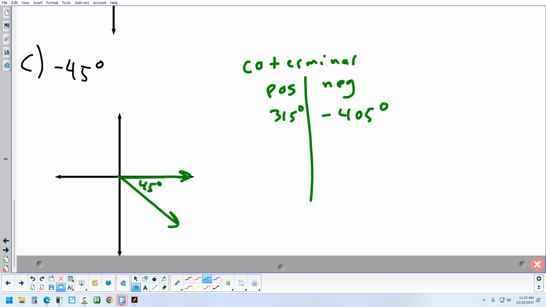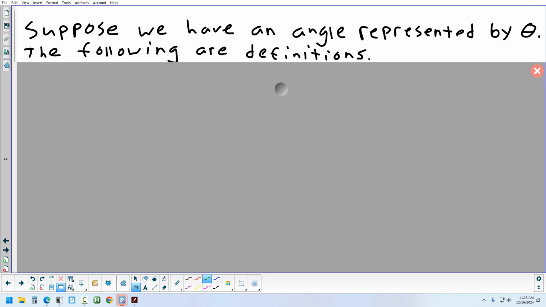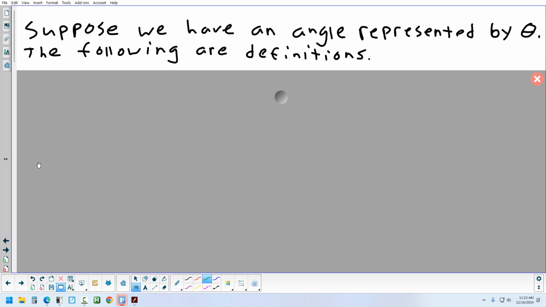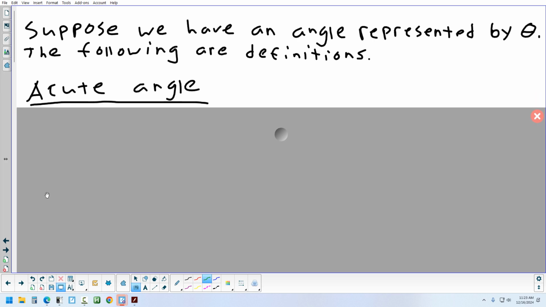Okay. Next, we're going to look at some names that you can use to describe an angle based on how big it is. First definition is going to be for an acute angle. How do you think you would define an acute angle? Anything less than 90? Any angle between 0 and 90?